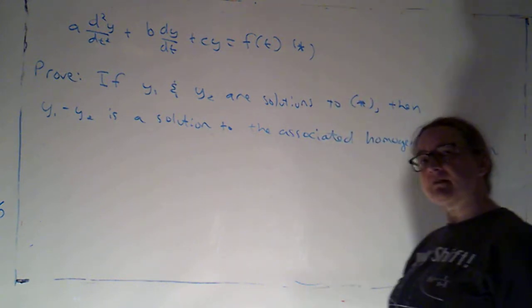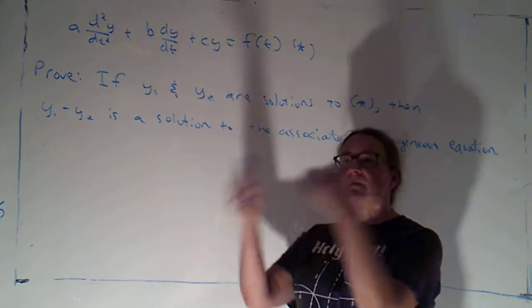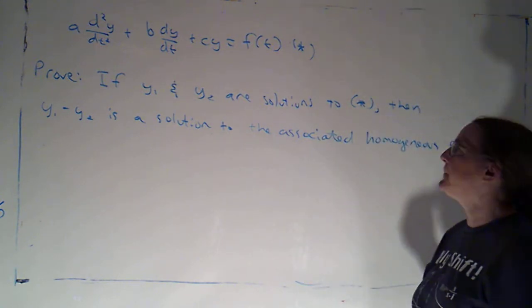The second part says if you have two solutions to the non-homogeneous linear equation, the difference between them will be a solution to the associated homogeneous equation.